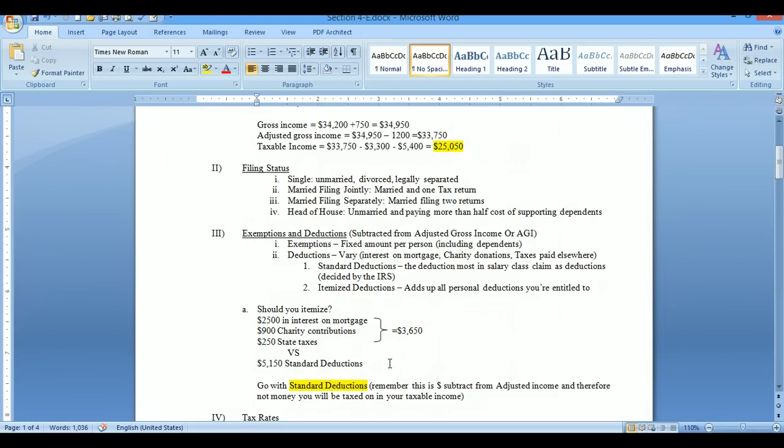$5,150. Which one would you rather subtract from your adjusted gross income to be taxed on? In this case, we'd want to go with the standard deduction because we can subtract an extra $1,500 more that we wouldn't be taxed on.